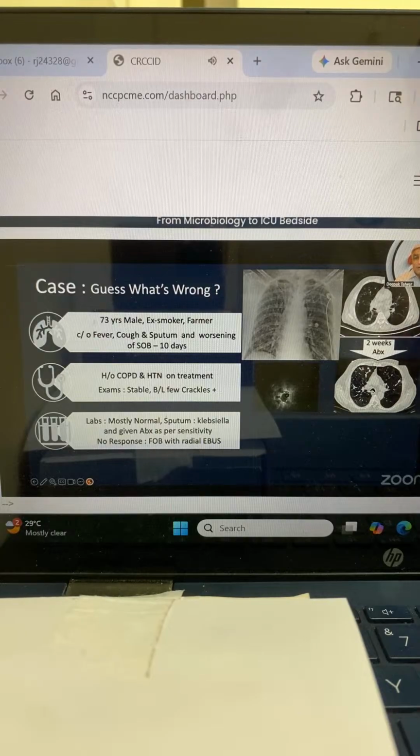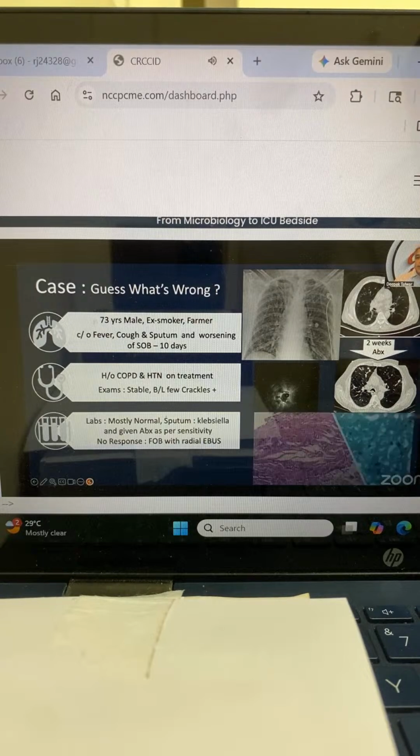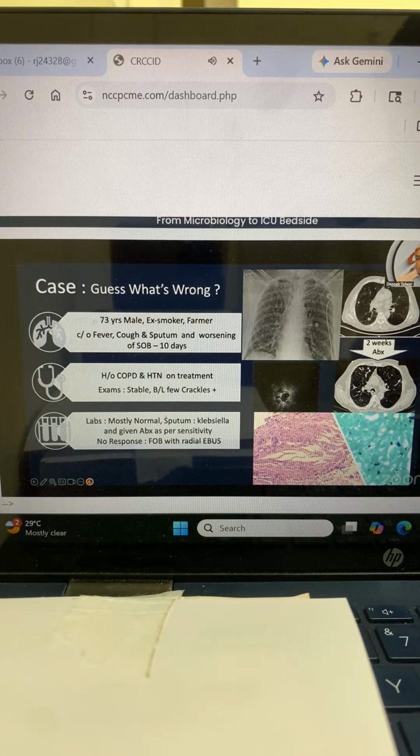The sputum grew Klebsiella. We gave antibiotics as per sensitivity, but still no response. He underwent a radial EBUS. And you can see the fungal elements in the lung tissue, extensively invading, and this was cryptococcosis.